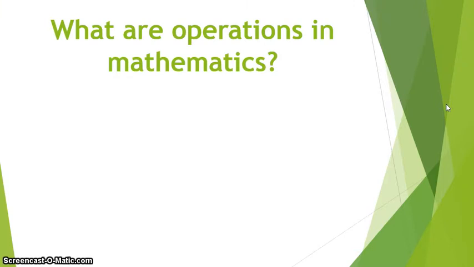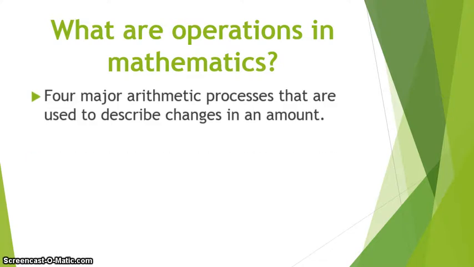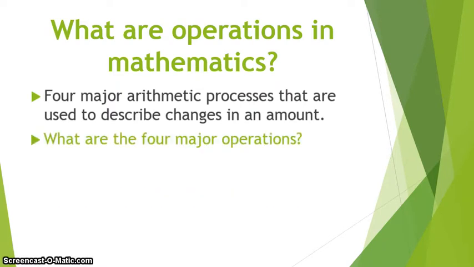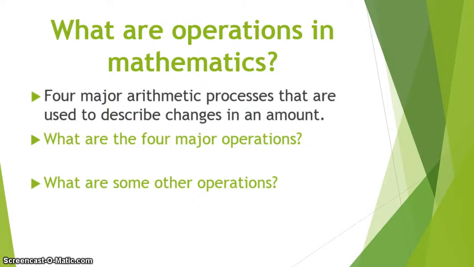So what are operations in mathematics? Think back about the operations that you have studied so far. There are four major arithmetic processes that are used to describe changes in an amount. What are the four major operations? Add, subtract, multiply, and divide. What are some other operations? Exponents are operations. Absolute value is an operation. Square roots are an operation. So there are other types, but we're going to focus today on the four major types.